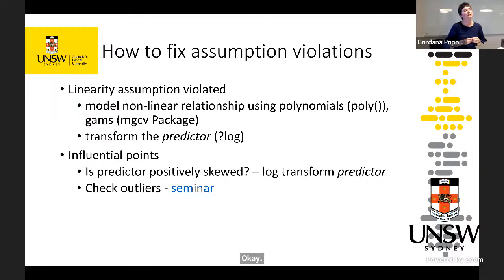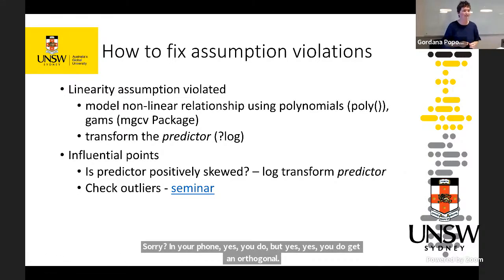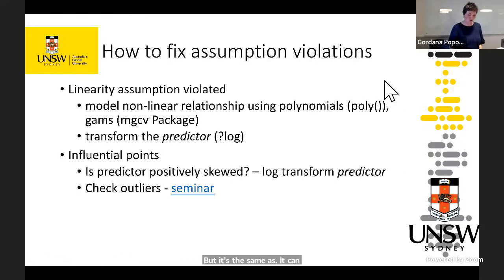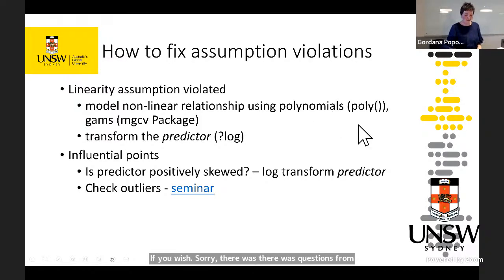If you use the poly function in your formula, you do get an orthogonal polynomial, but it can be rewritten. I think you can also do raw if you wish. There was a question from the statistical audience in the room: what kind of polynomial does poly fit? It fits what's called an orthogonal polynomial, which is a bit more stable than just a normal polynomial. The columns of the polynomial are orthogonal to each other.